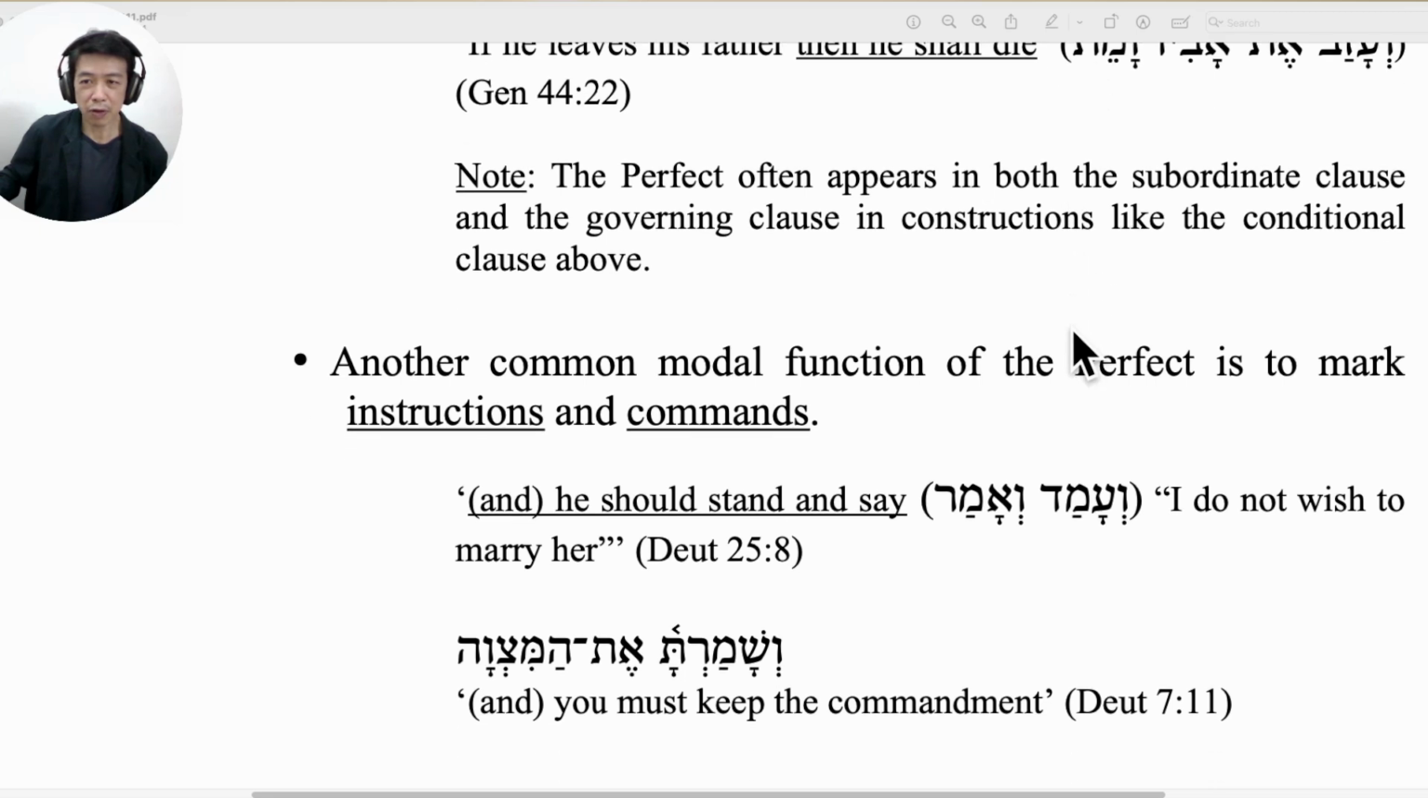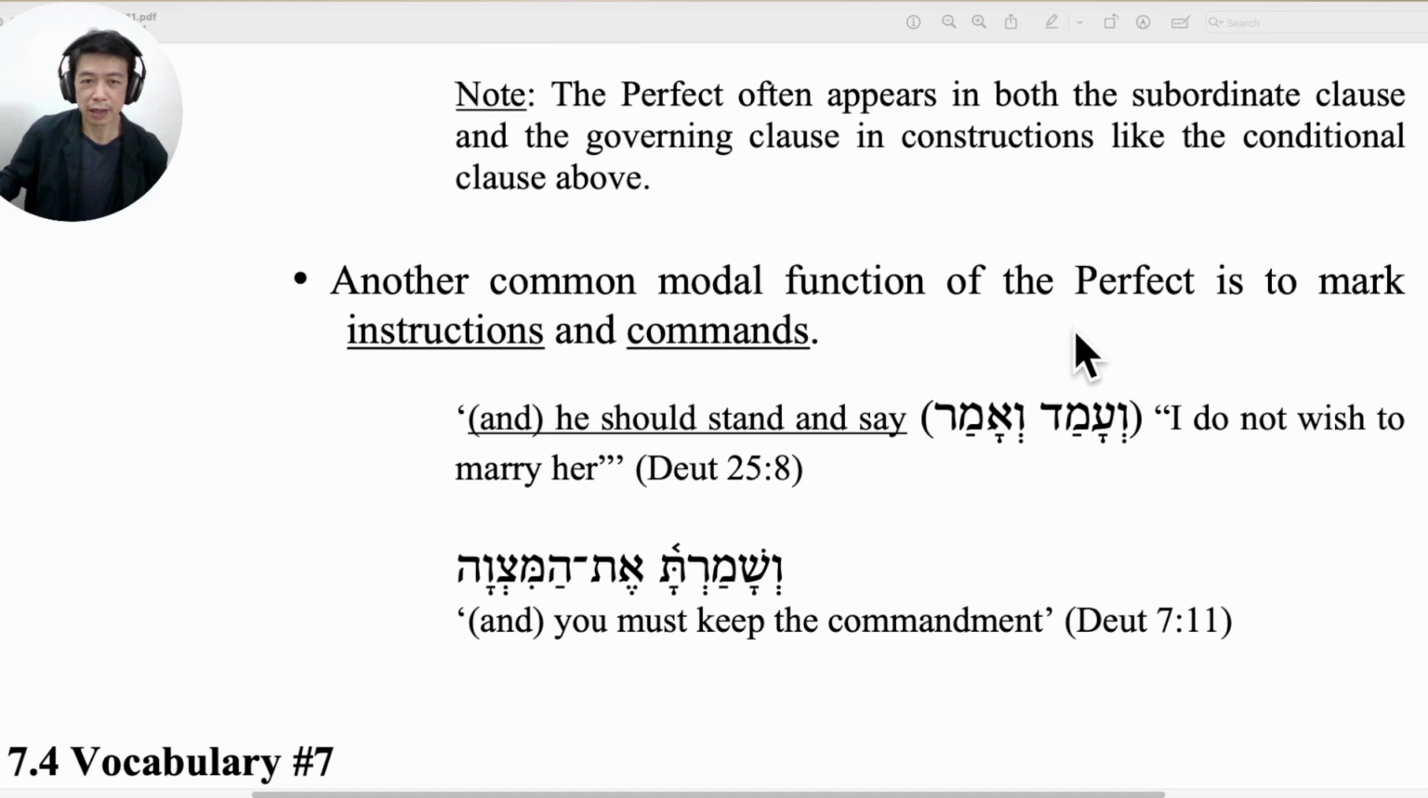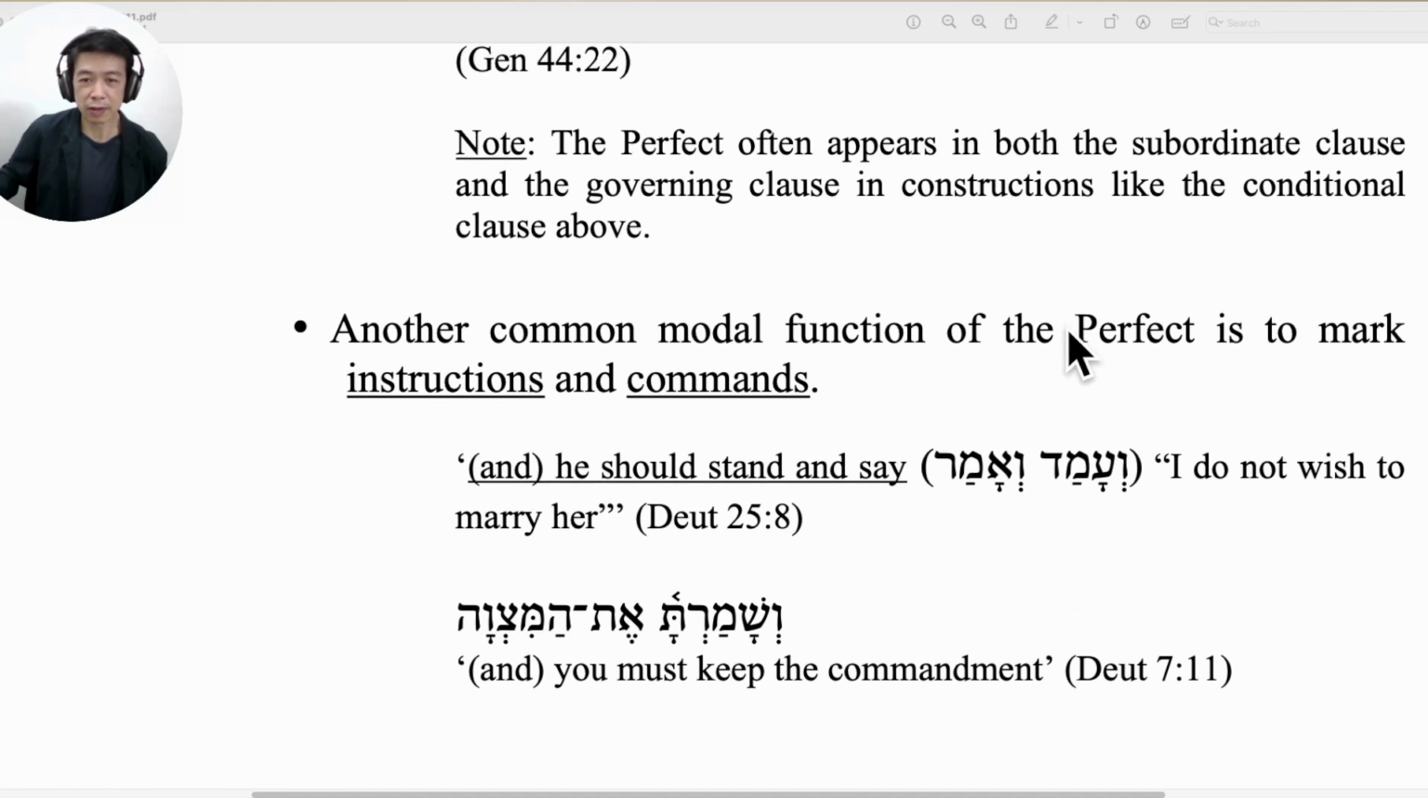Another common modal function of the perfect is to mark instructions and commands. Let's take a look at these examples. And he should stand and say, Hebrew is ve'amad ve'amar. So ve'amad is he stood, ve'amar is and he said. But it can be translated as and he should stand and say.